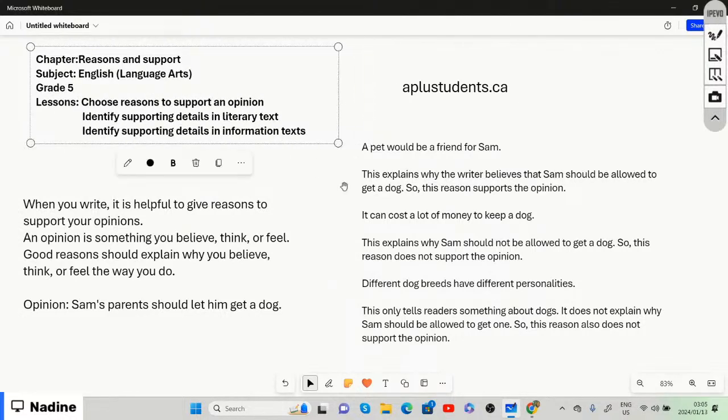So our chapter is reasons and support. Our subject is English, which is language arts. Grade 5. And the lessons that we are going to be focusing on under the chapter of reasons and support is to choose reasons to support an opinion, to identify supporting details in literary texts, and to identify supporting details in information texts. And we said our chapter is reasons and support.